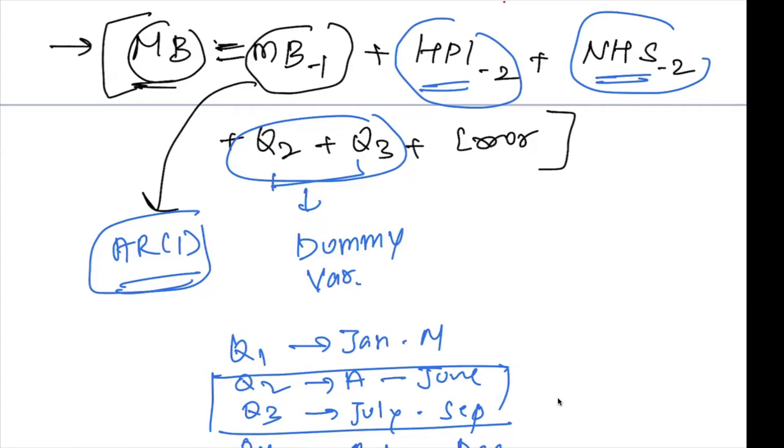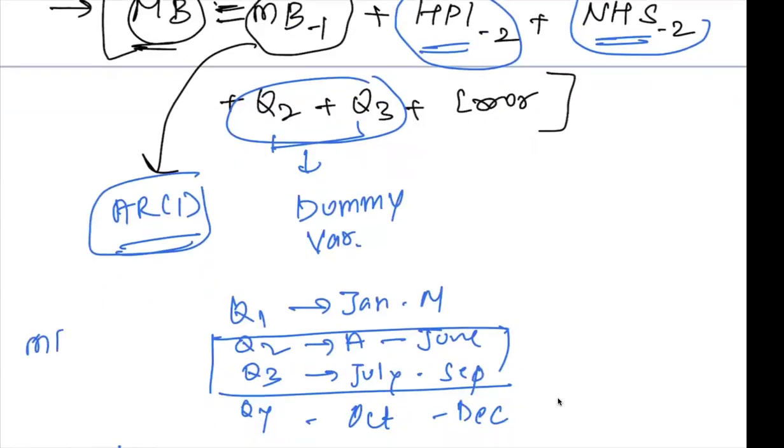And again, it's not like you can just use MB minus one. You'll have to test which component to use. Should we use the previous month's mortgage balance? Should we use 2 months back? Should we use 3 months back? That's why I'm saying it's a very exhausting exercise, and it's not that easy. But this is how you come up with the equation of the model.